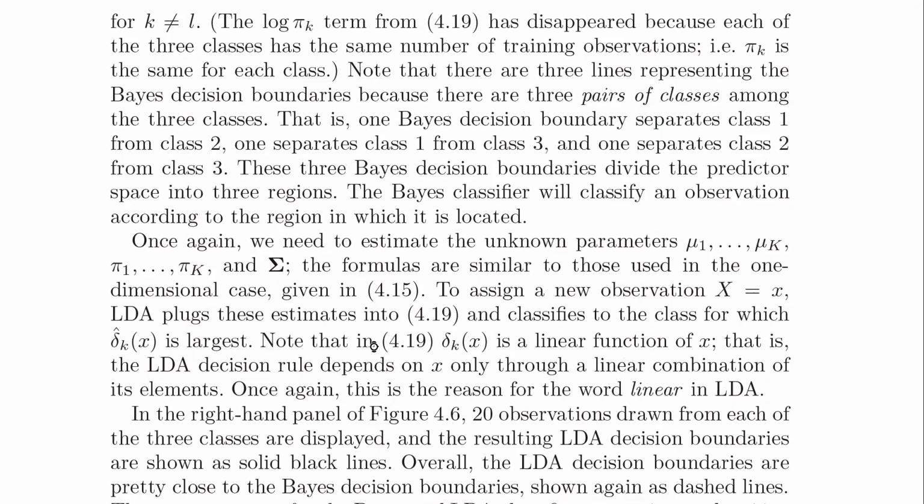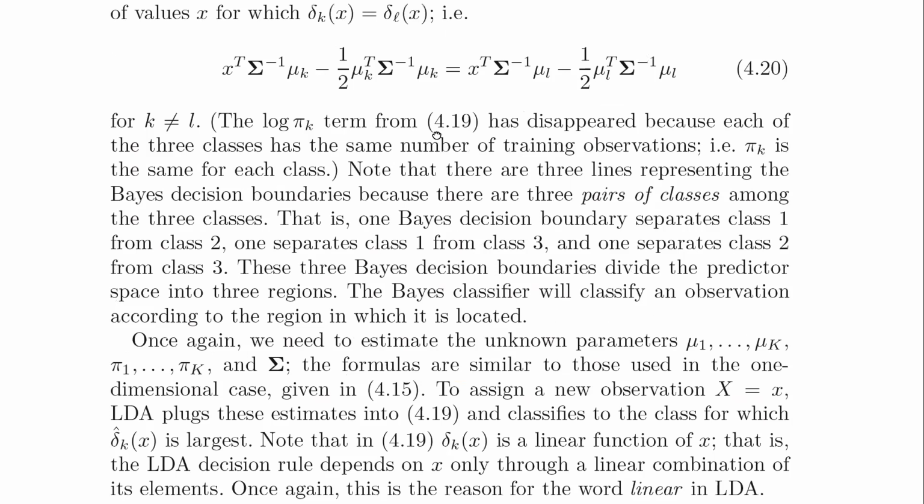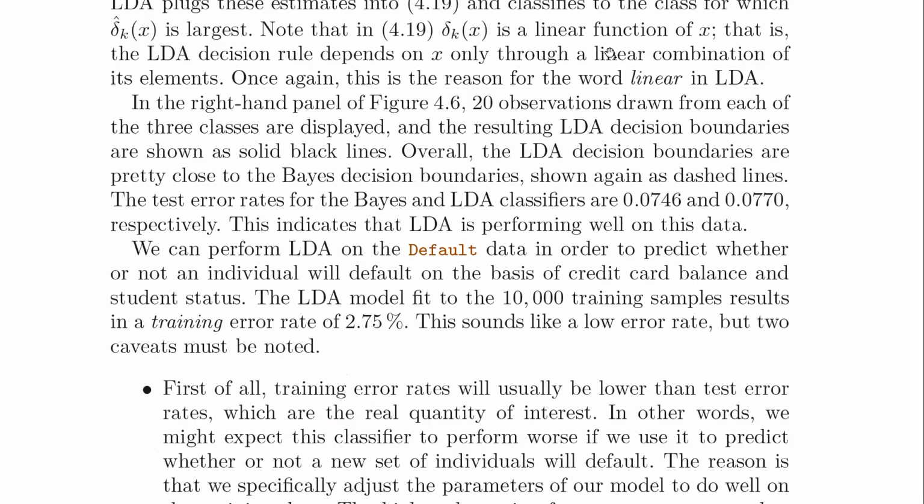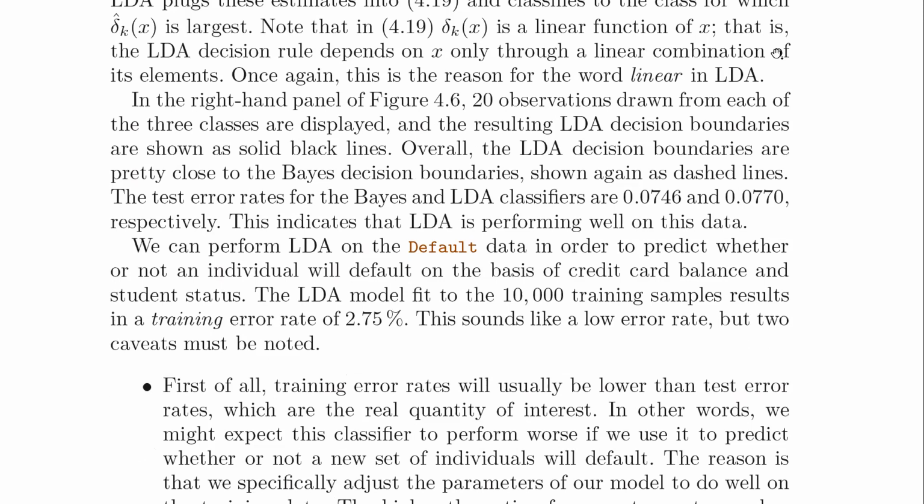Note that in 4.19, delta k is a linear function of x. That is, the LDA decision rule depends on x only through a linear combination of its elements. Once again, this is the reason for the word linear in LDA.